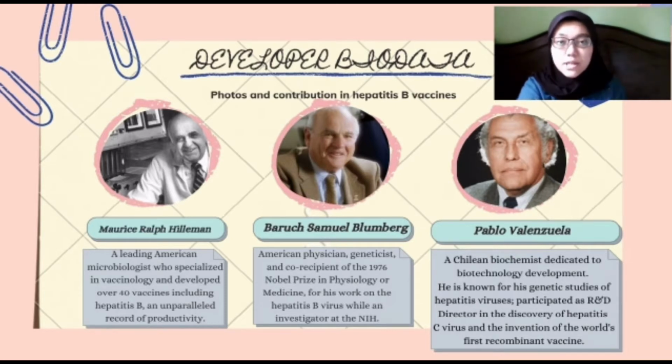Second inventor, Baruch Samuel Blumberg, American physician, geneticist, and co-recipient of the 1976 Nobel Prize in Physiology or Medicine for his work on the hepatitis B virus while an investigator at the NIH. Next inventor, Pablo Valenzuela, a Chilean biochemist dedicated to biotechnology development. He is known for his genetic studies of hepatitis viruses, participated as R&D director in the discovery of hepatitis C virus and the invention of the world's first recombinant vaccine.